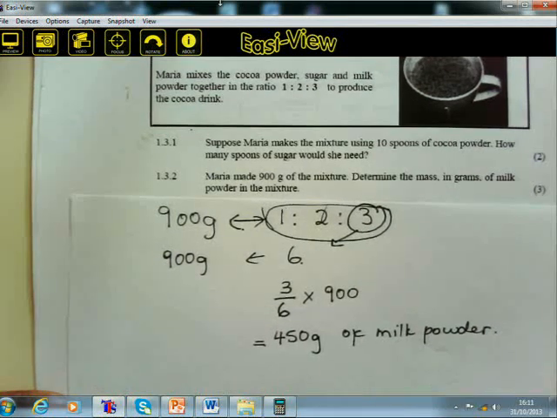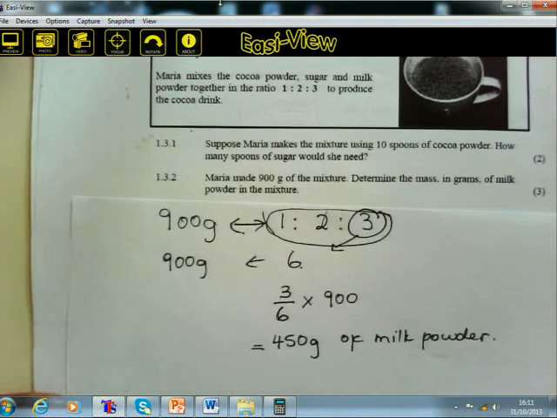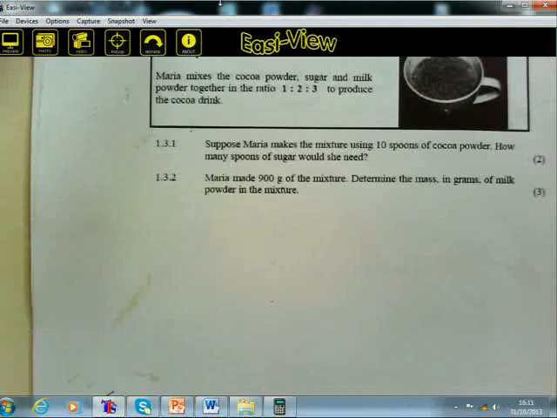There will be only 450 grams of milk powder. Moving to the next one.